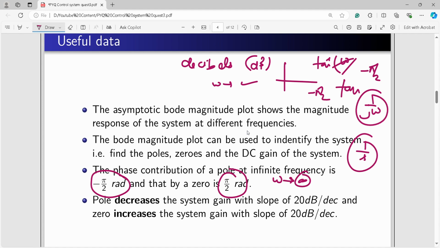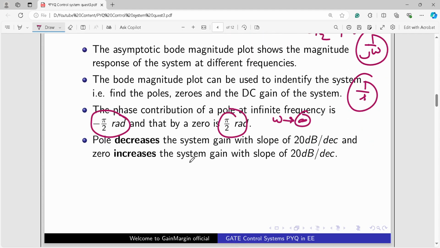And one more thing, in the case of a Bode plot, poles lie in the denominator, meaning they are the roots of the denominator polynomial. So the gain decreases as the frequency increases in the case of a pole. The pole is responsible for decreasing the gain as the frequency increases. More specifically, the gain decreases by a factor of 10 for every 10-fold increase in frequency.